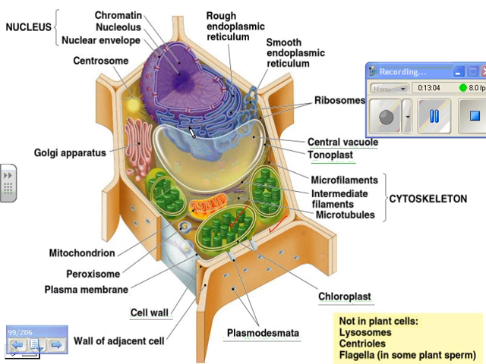Here's a nucleus. Here's the rough endoplasmic reticulum. You'll see this in an animal and a plant. Smooth ER, animal and plant. Golgi apparatus, animal and plant. Peroxisome will be in an animal and a plant. Mitochondria, super important. Mitochondria are in all eukaryotic cells.